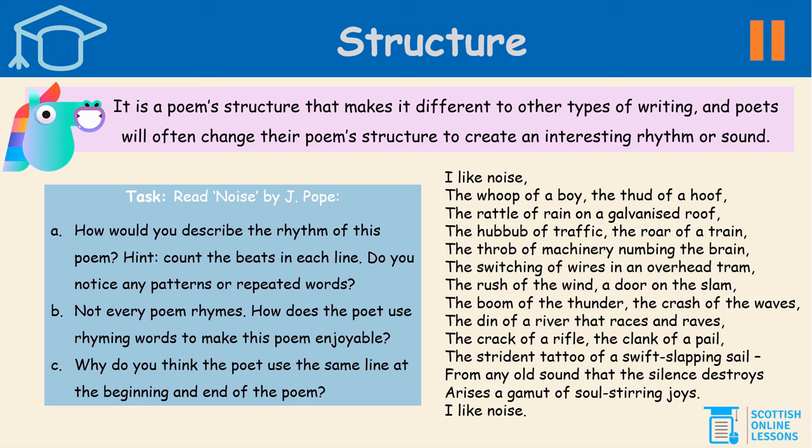I want you to read through this poem on screen now. It's called Noise, and then answer the following questions. A. How would you describe the rhythm of this poem if you could? For example, think about the number of beats in each line. Can you count each of them? Do you notice any patterns? Do you notice any repeated words? Next, not every poem rhymes, so how does the poet use rhyming words to make this poem enjoyable? And finally, why do you think the poet uses the same line at the beginning and the end of the poem? What are they trying to emphasise to the reader?